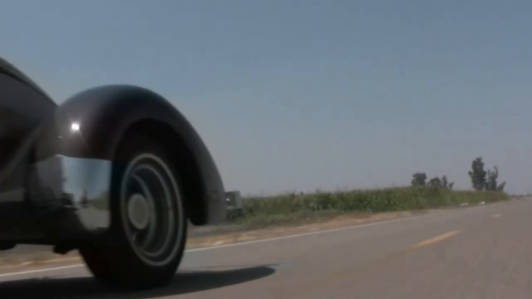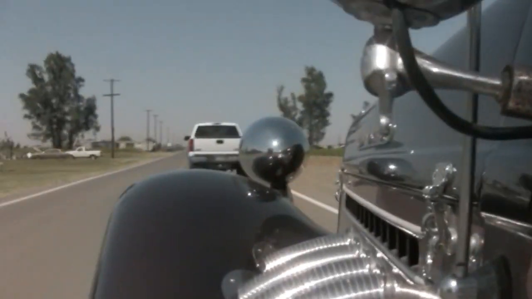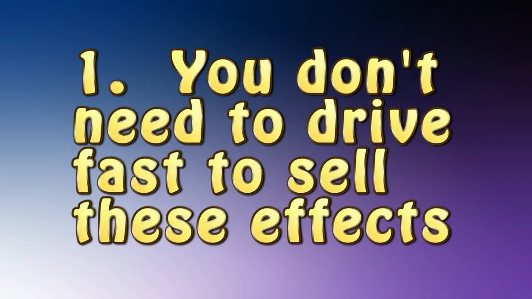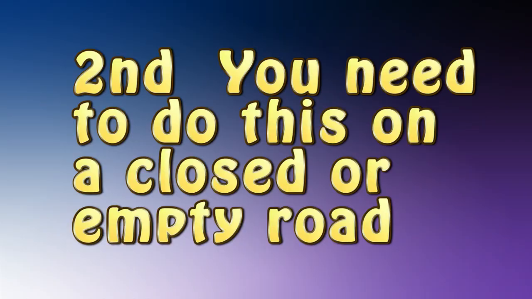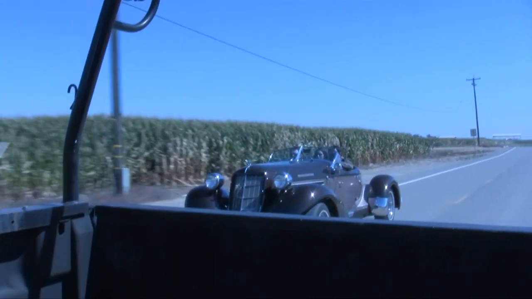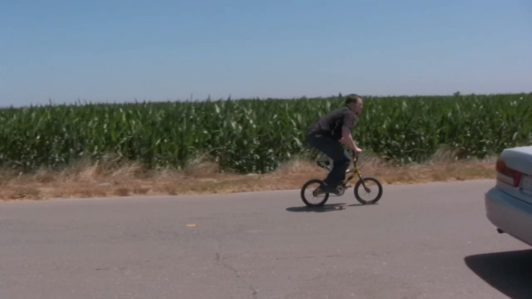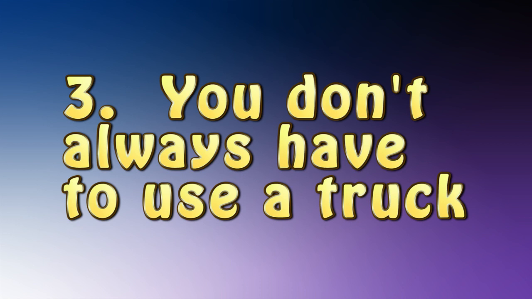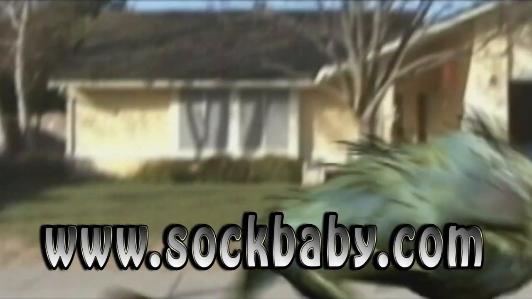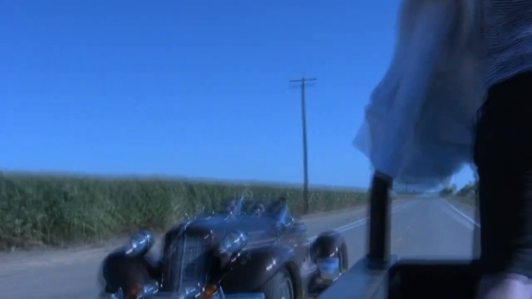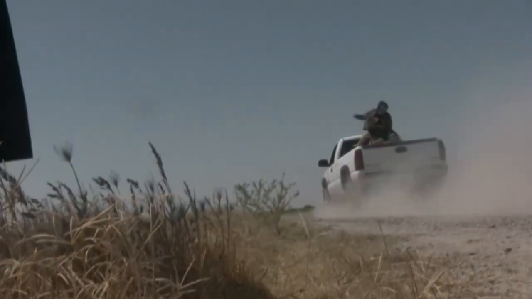Before we start talking about real moving shots, let's go over some basic safety tips. 1. You don't need to drive fast to sell these effects. You can drive slower and still make it look cool. 2nd, you need to do this on a closed or empty road. We used a country road way out in the boonies where there was no other traffic. Do not try this in a town or city. 3. You don't always have to use a truck. Using a truck can be very dangerous, and many times we'll just use 2 cars like we did in Sock Baby 3. Lastly, just remember that any kind of driving shots can be very dangerous. If it feels unsafe, it probably is. Attempt this technique at your own risk, and please be very careful.